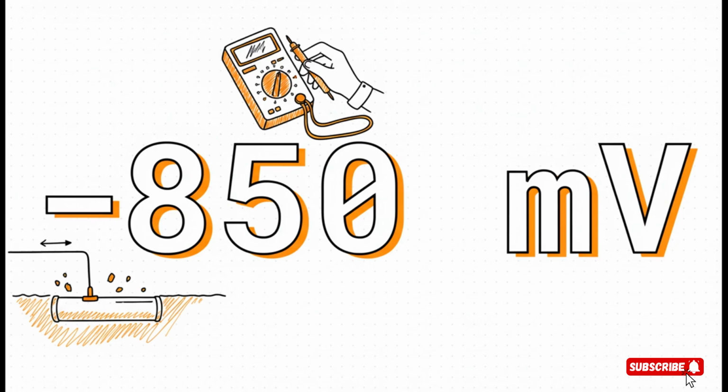This number right here, negative 850 millivolts, is probably the most widely used criterion in the entire industry. And that CSE is critical. It stands for copper/copper sulfate electrode, which is a type of reference electrode. It's essential because it gives us a stable, repeatable electrochemical baseline to measure against out in the field. Without that stable reference, our voltage readings would be all over the place and pretty much meaningless.